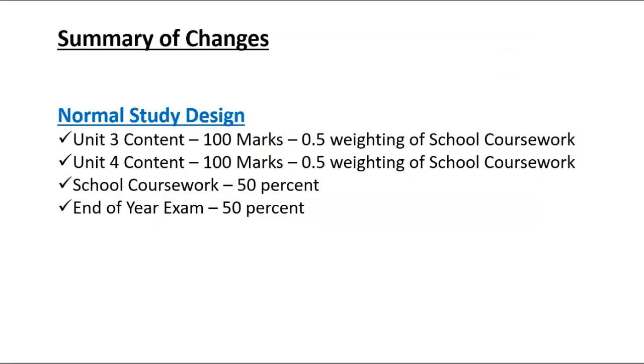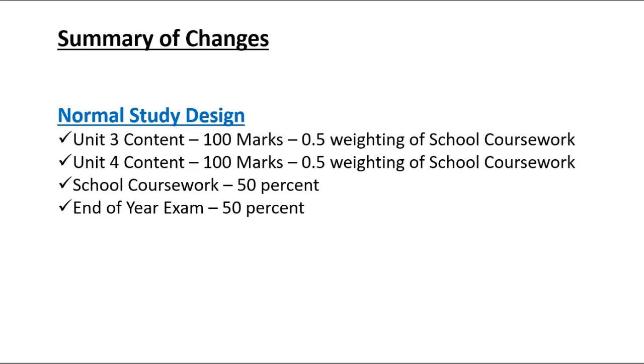So let's go through a few things that have happened. Summary of changes. A normal study design, you should be aware of this by now. If we have a look at Unit 3, there is Unit 3 content, normally made up of 100 marks, or it is in business management anyway, and that has a 0.5 weighting of school coursework. So I'll tell you what that means in a minute. Unit 4 content also has 100 marks, and it has a 0.5 weighting of school coursework. The school coursework itself makes up 50% of your mark at the end of the year, contributes 50% to your end of year study score, and the end of year exam contributes the other 50%. So 50 and 50 is 100.